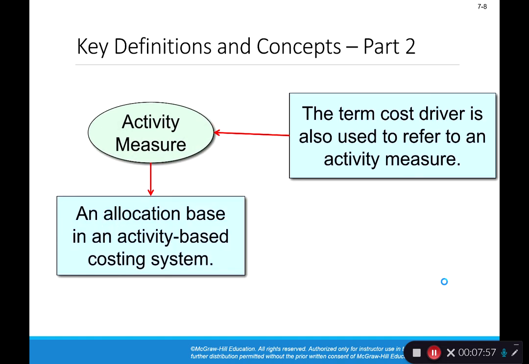The activity measure is that allocation base, that driver that is creating the overhead cost to be incurred. And again, under traditional costing, we may have one or two drivers, one for the company as a whole or a different driver for different departments. With ABC costing, we're going to have multiple activity buckets and multiple different drivers.